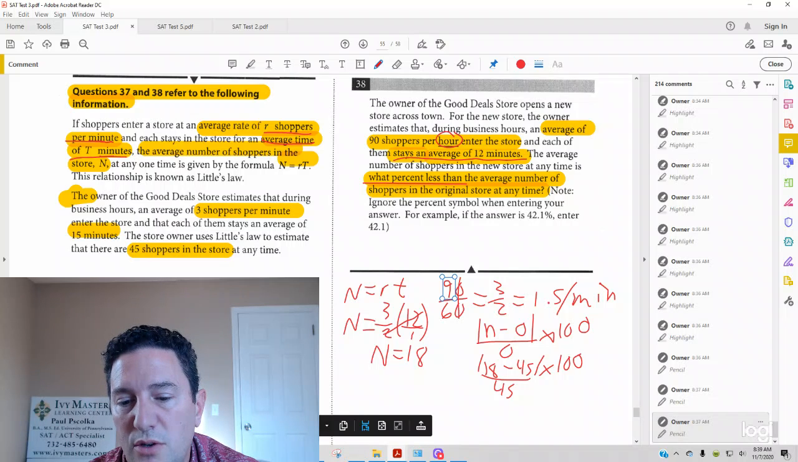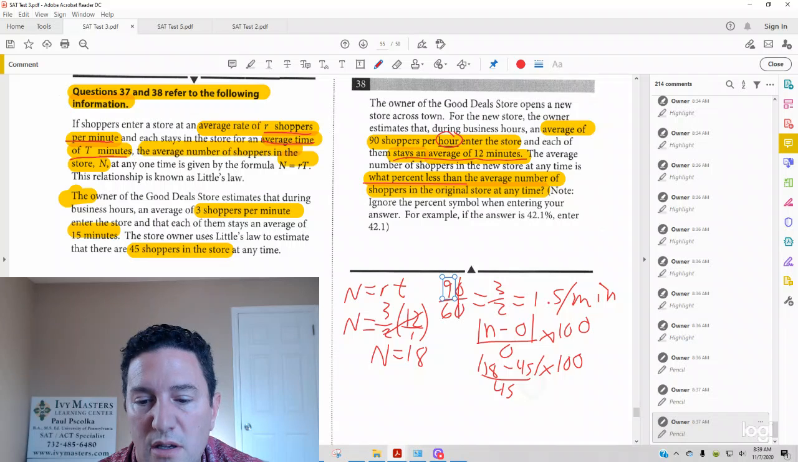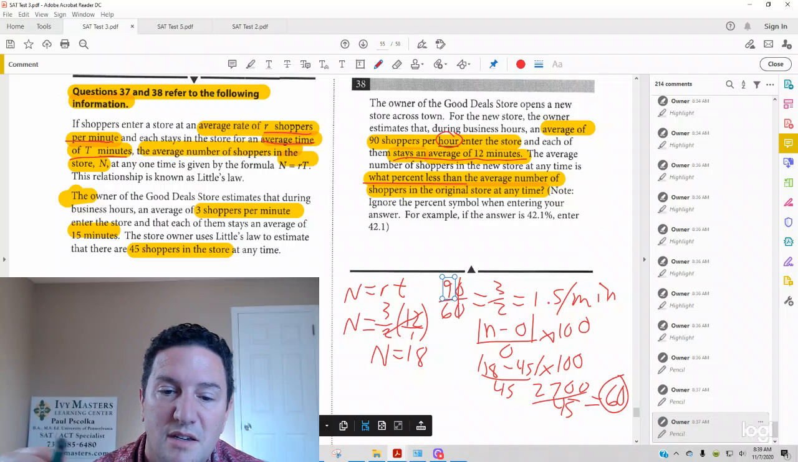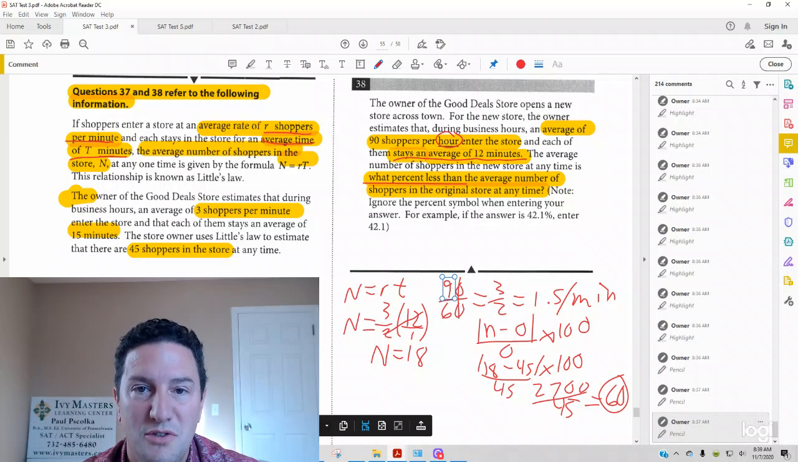And so you do your 45 minus 18, you get 27 over 45, but you're going to multiply by 100, so it's going to be 2700 over 45. And then when you divide your numbers, you wind up with 60. 60 is your answer to this question.